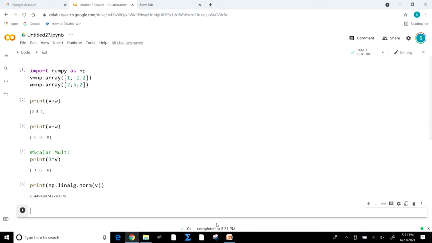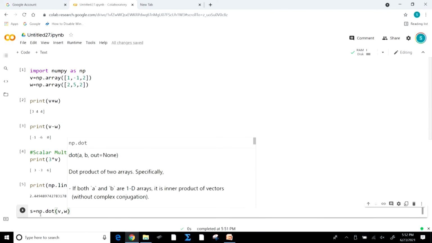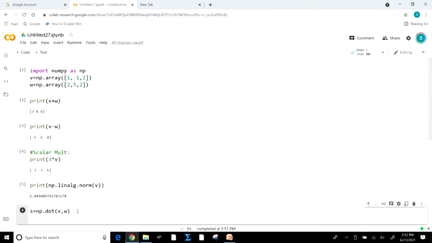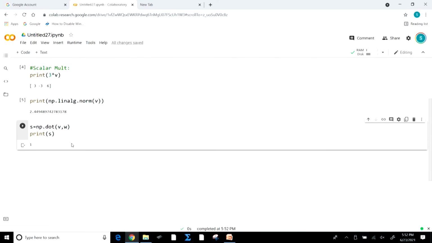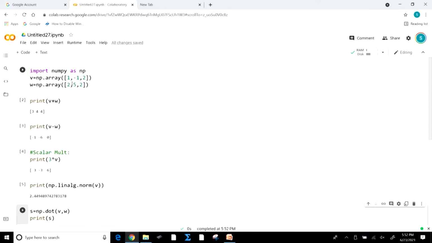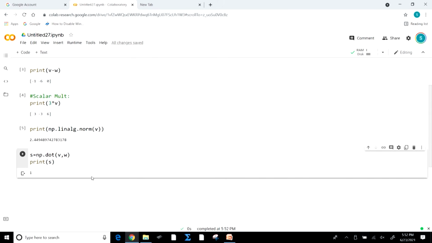Let me also print the dot product. Let me write S. The dot product you can simply get with np.dot and then vectors V and W. It will give you the dot product, which is a scalar, assigned to S, and then you can print S to see the result. So, 1 times 2, minus 5, plus 4: 6 minus 5, which will be 1.